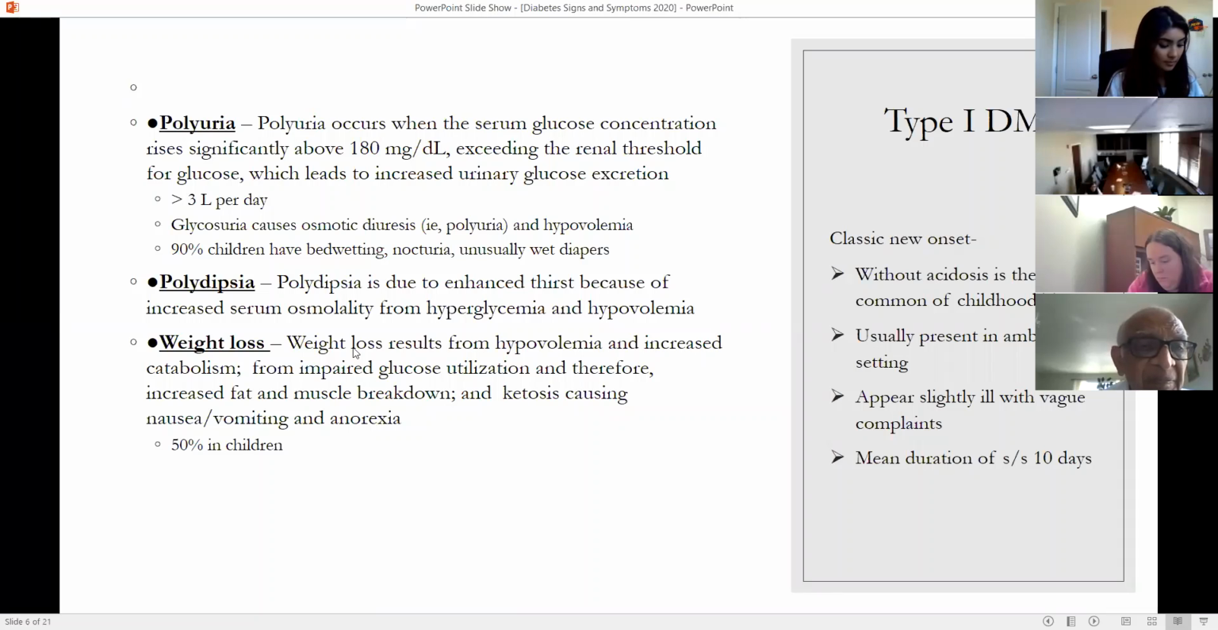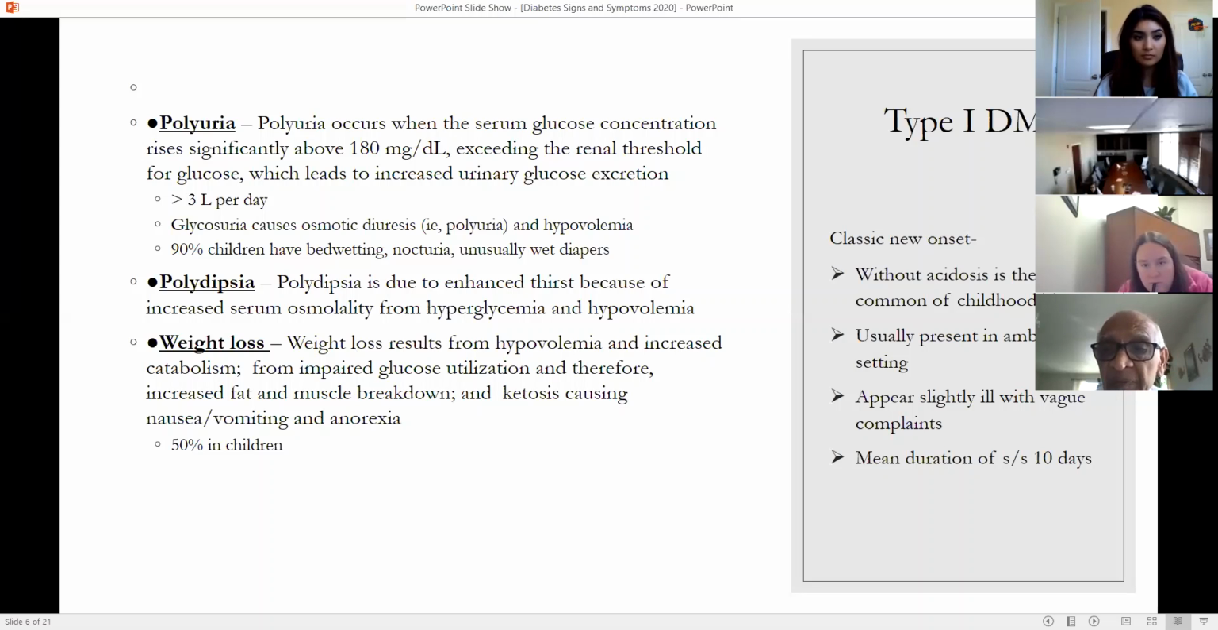Polydipsia is due to the enhanced thirst because of increased osmolality from the hyperglycemia and the low volume. Weight loss is usually from low volume and increased catabolism from impaired glucose utilization, and therefore increased fat and muscle breakdown. The ketosis can also cause nausea, vomiting and anorexia, which is part of why they lose a little bit of weight. And this is usually present in about 50% of children.